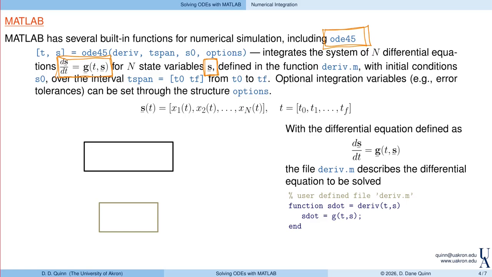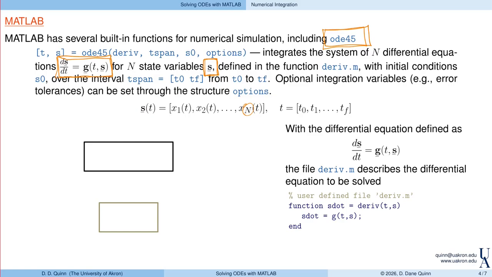MATLAB also has a place that you can put in optional integration variables. So for example, if you want to control error tolerances, there are lots of things that you can do with these, and that would be set through this structure options. Again, these state variables might have n different coordinates, so x1, x2, all the way up to however many coordinates and equations we have. And then that is what is output.